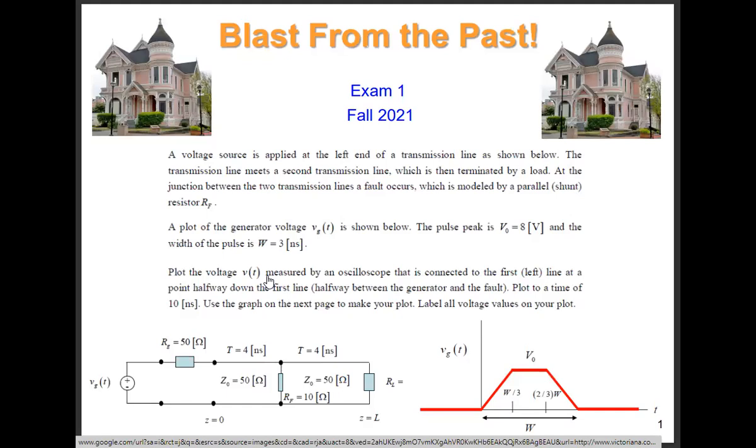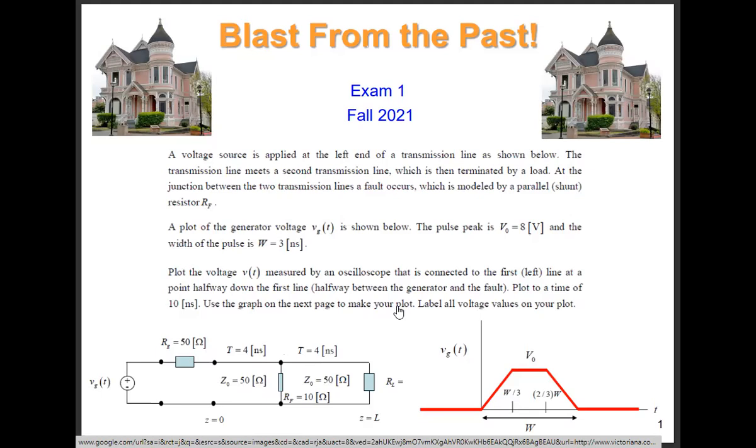Plot the voltage V of t measured by an oscilloscope that is connected to the first line at a point halfway down, halfway between the generator and the fault. So right here, here's the fault. The fault is modeled by a parallel 10 ohm resistor. Some kind of break on the line or something, but it's being modeled as a fault on the line by a resistor here. And plot to a time of 10 nanoseconds.